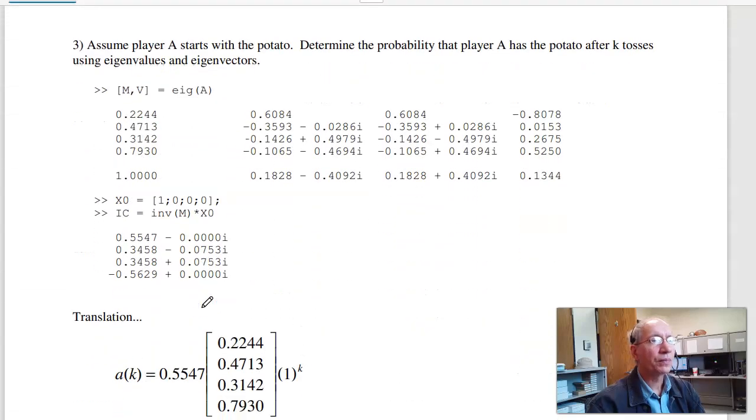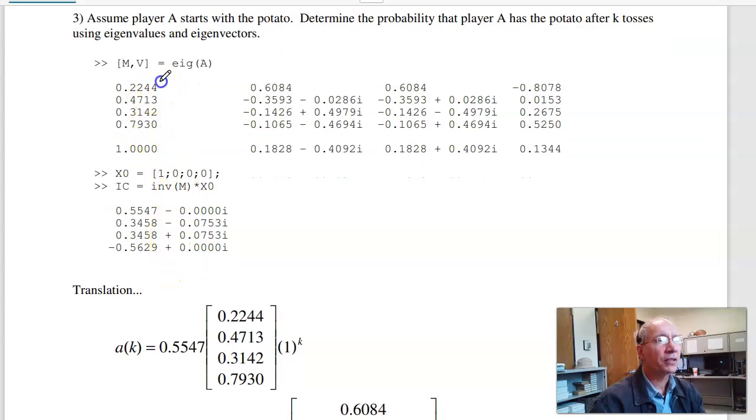Problem 3. Repeat using eigenvectors. Well, in MATLAB, if I take my A matrix, the state transition matrix, find the eigenvectors and eigenvalues. These are the eigenvectors, these are the eigenvalues. The excitation of each eigenvector is determined by the initial conditions. So multiplying by the inverse of m, there's your answer.